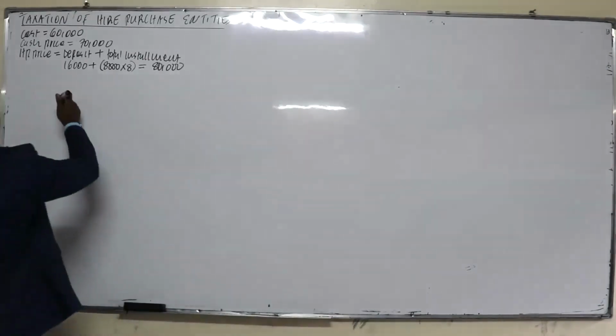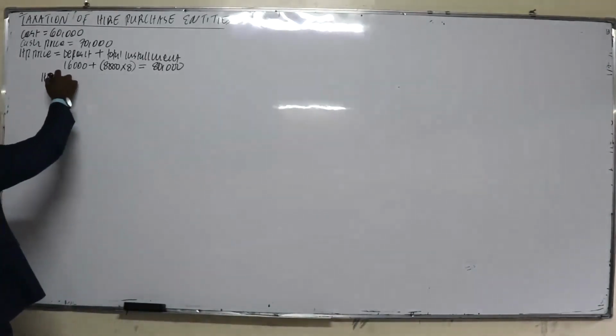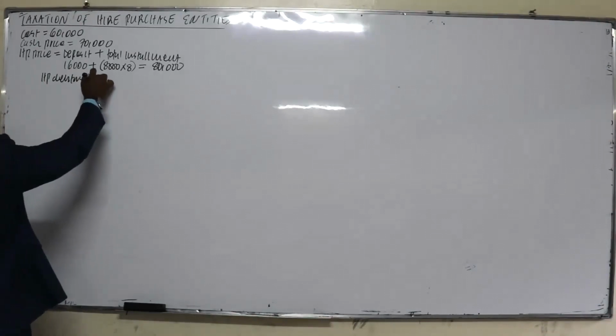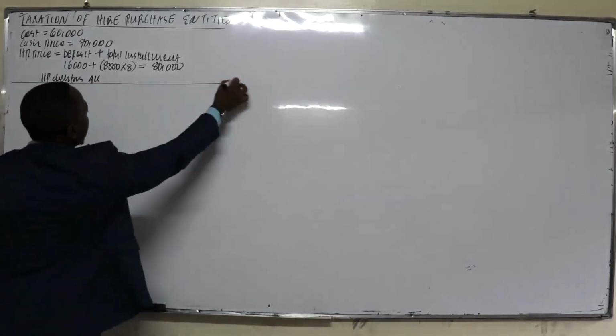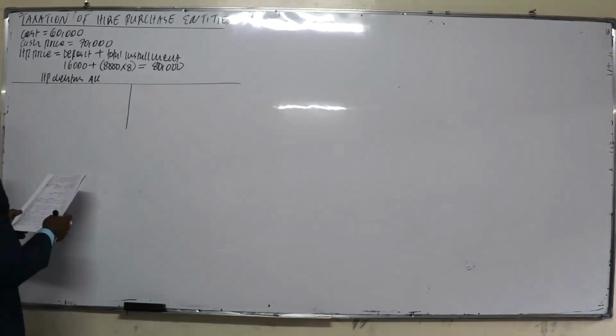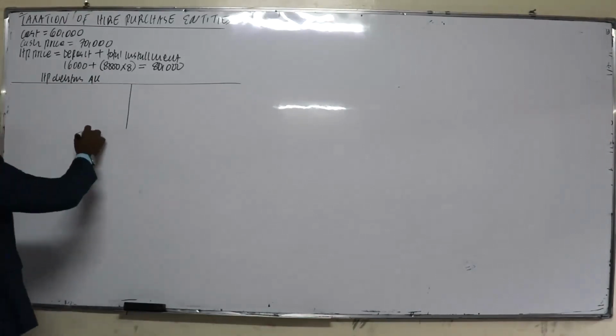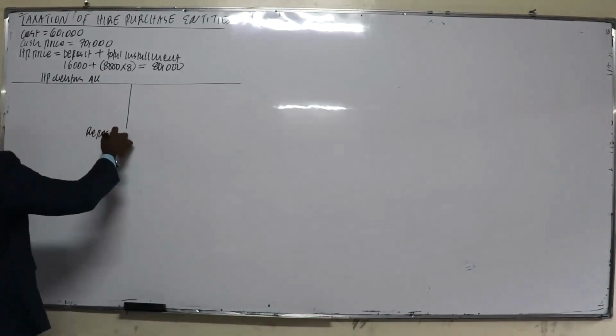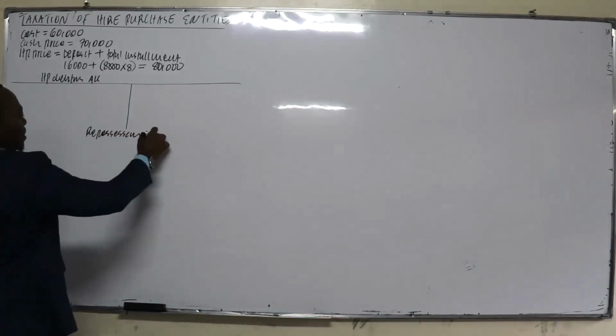So now let's open the hire purchase debtors account. Also, we can prepare the repossession account. Those are the major accounts to be prepared.